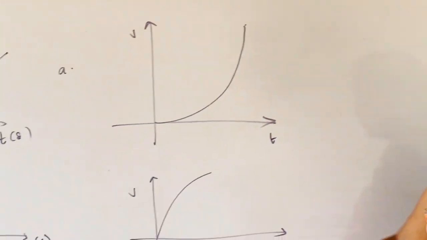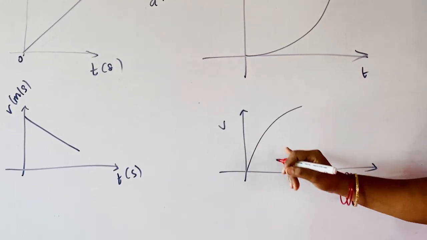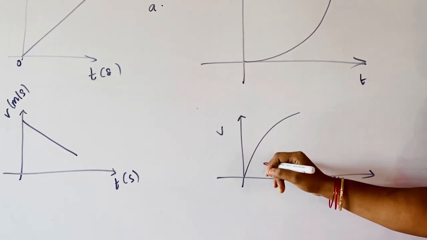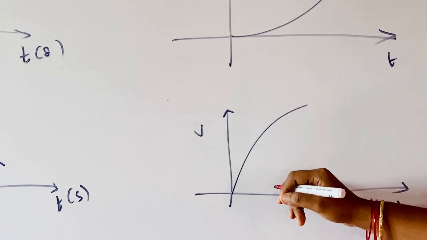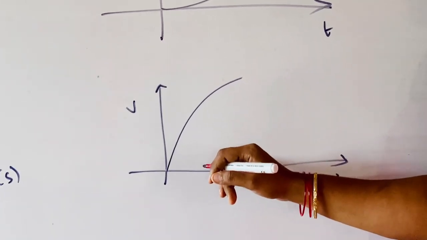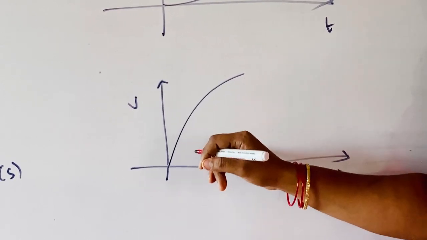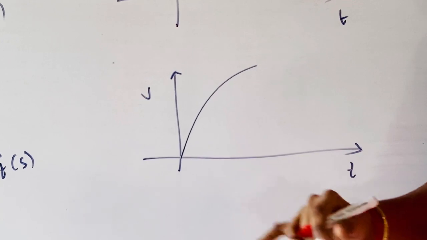Now the last graph. In this graph we can see that the graph is reversed. Here the slope is negative. This tells that the body is moving with variable acceleration, which is negative. That means the body is moving with decreasing variable acceleration.